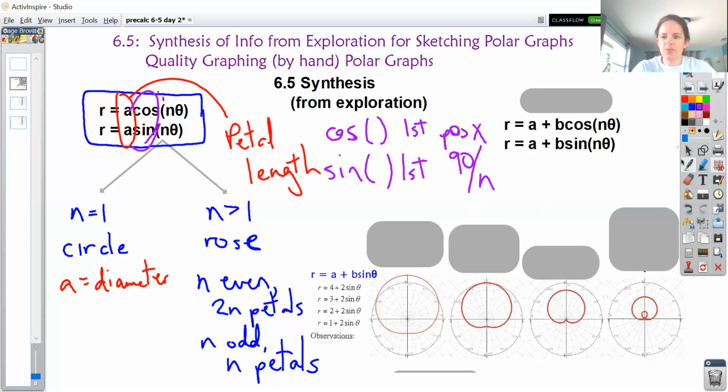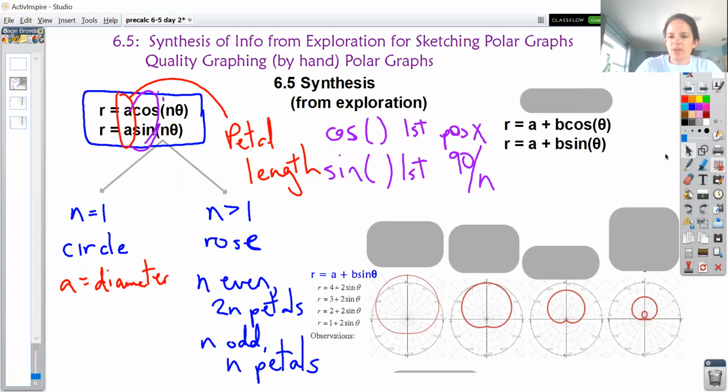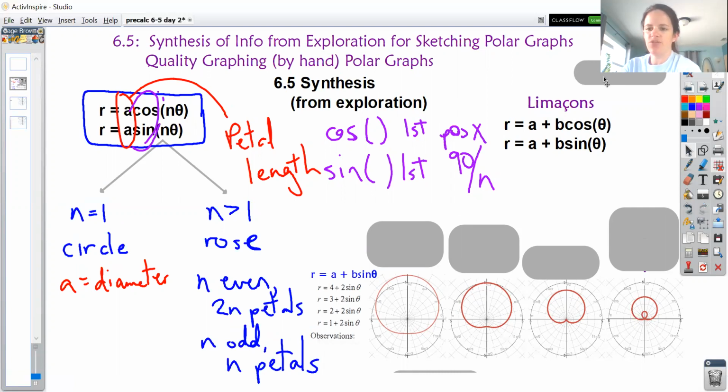And then we moved on to this other category with the one that has 2 terms, the r equals a plus b cos n theta and r equals a plus b sine n theta. And actually you don't have to worry about an n in this case. You just have to worry about the a and the b. And so these are all in a category that is called limaçons, and the word is French. Actually, the same word that means snail, I believe, in French.